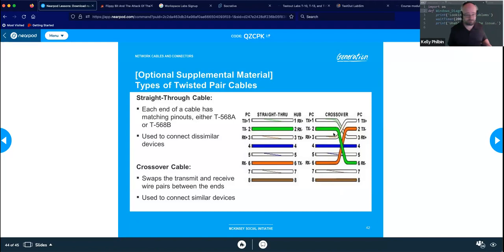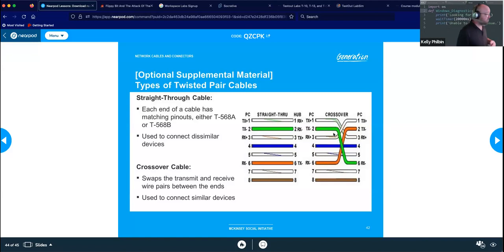If I plugged a straight through from one switch to another, you roll back the clock about 15 years or so, I could bring down an entire network by making that mistake. I plug it in, it creates a loop, and it could bring an entire network to its knees. It's what used to happen.